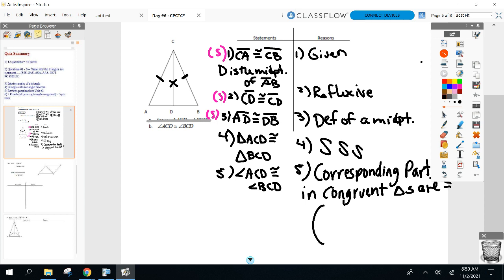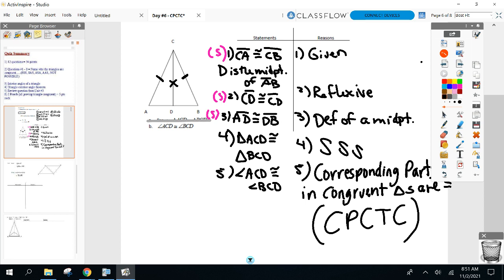Ready? Corresponding parts in congruent triangles are congruent. CPCTC. Go ahead, 15 seconds, let it roll off the tongue. CPCTC. Again, if you want to use it, it better be in the correct order with the correct letters. You know, if all of a sudden it becomes CPTCZXY, we're going to have a problem. Okay?